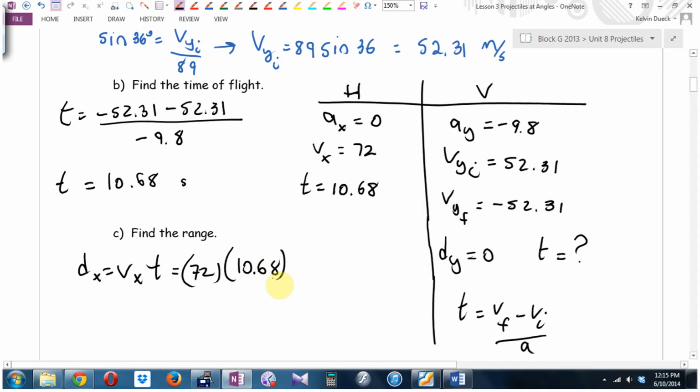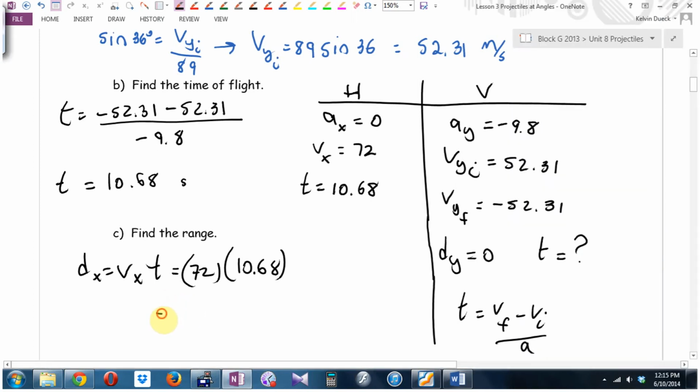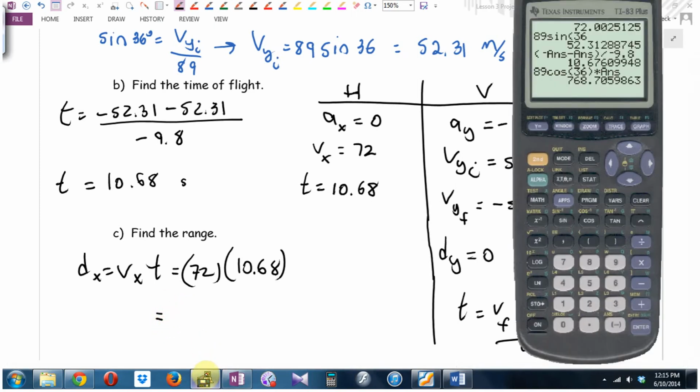I'll use my answer button again. In fact, if I really wanted to be bang on, Kyle, I could go like this. 89 cos 36 times answer button, because it wasn't exactly 72, it was 72.0025. But you know what? 72.00 is accurate to 4 sig figs. That's pretty good. Anyhow, 769. That's going to travel quite a ways, nearly a kilometer. Oh, yeah, we launched this pretty fast. 89 meters per second. That's hauling pretty good. Say what I say? 769.